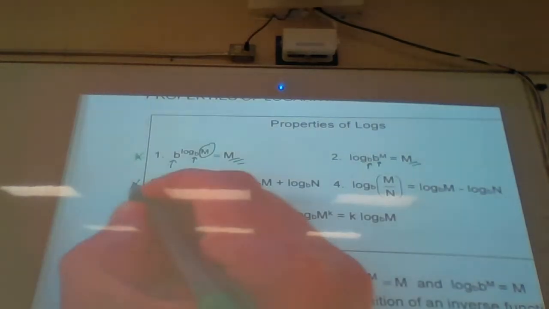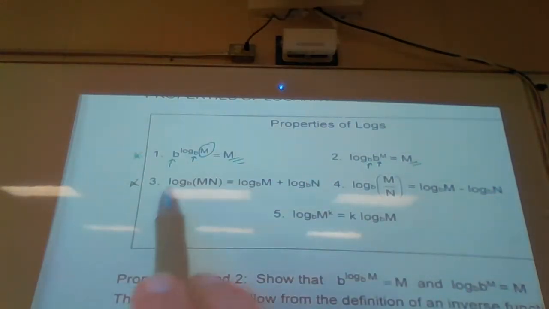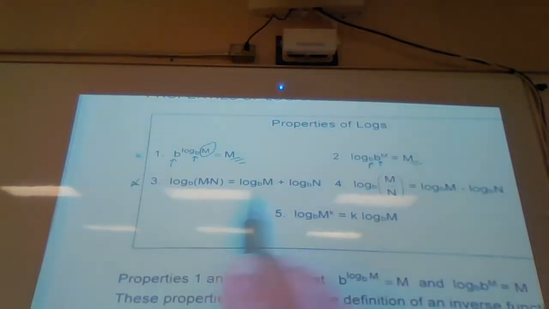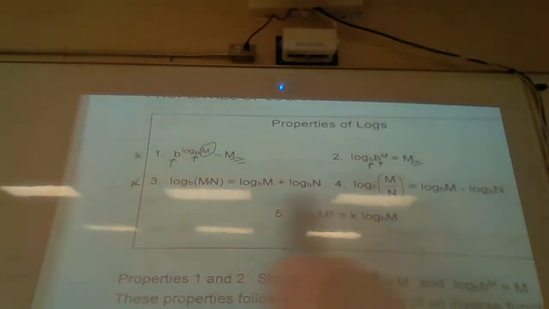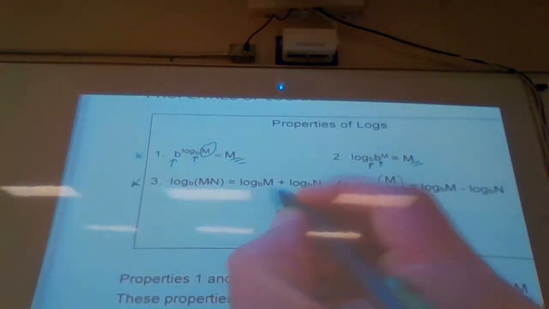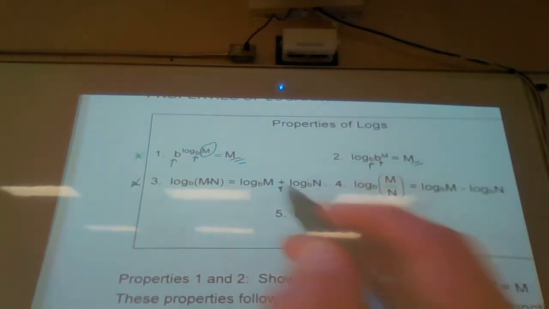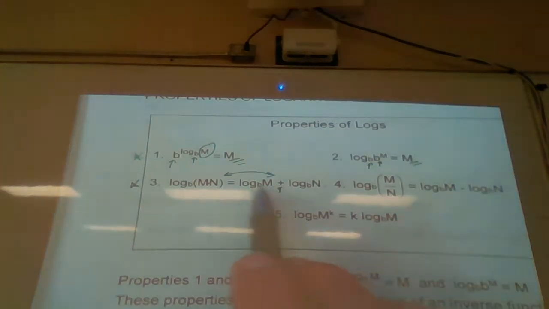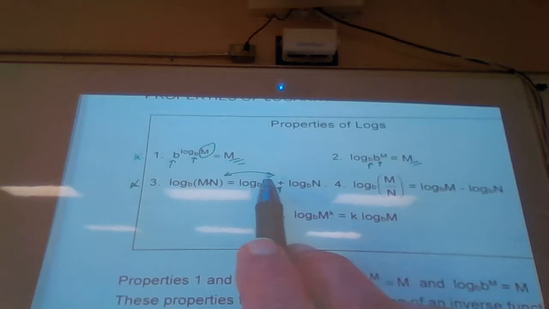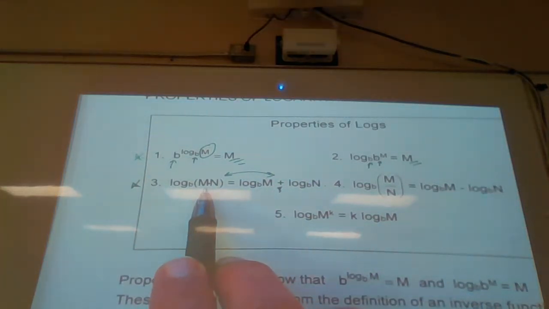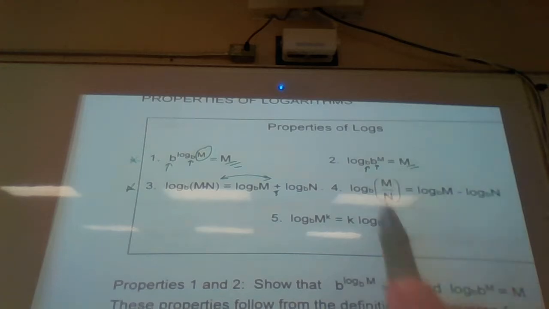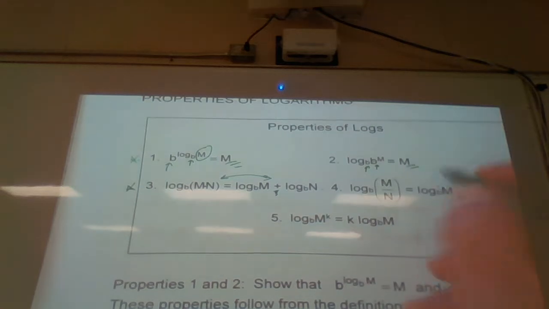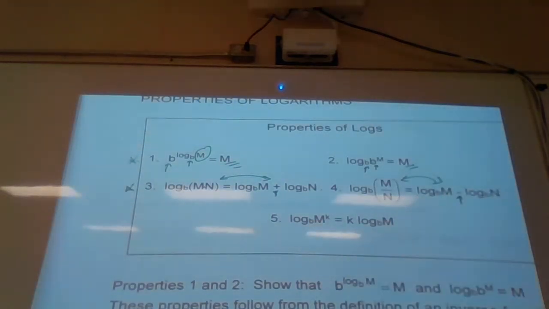The third property, sometimes we're given log base b of m times n. It might be easier if you break it into two pieces. It becomes log base b of m plus log base b of n. And I can also go the other way. Sometimes if they give me this, it might be easier for the algebra to put it back like this. The one with division, you notice, is going to change into subtraction. And again, we can do it either way.